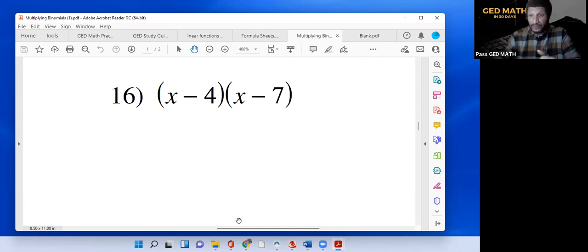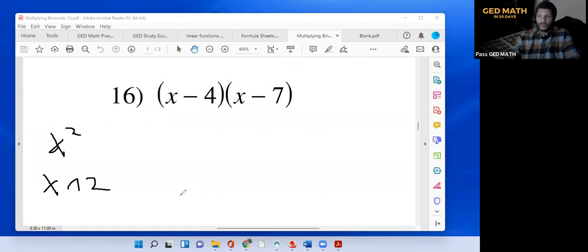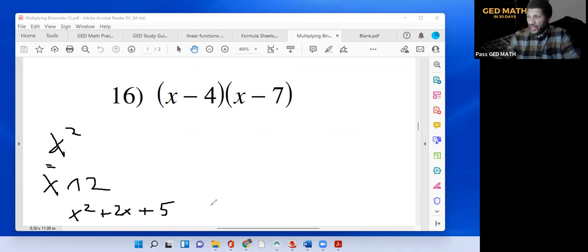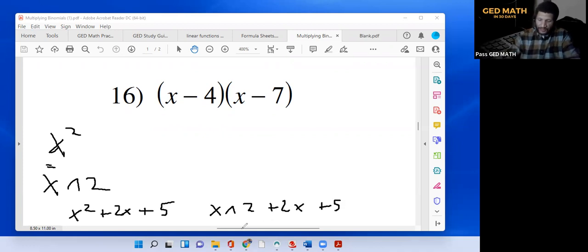This has, I think, 20 problems. It may have more than that. I'm going to start the timer. I want you to do number 16 and send me your answer in the chat. I know you can't type x squared, so I want you to put x caret 2. Caret on the calculator means exponent. So if I was writing x squared plus 2x plus 5, in the chat you're going to say x caret 2 plus 2x plus 5. Everybody got me?